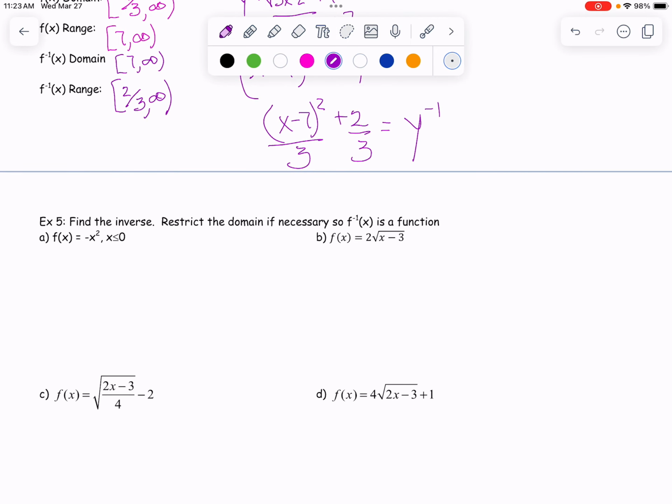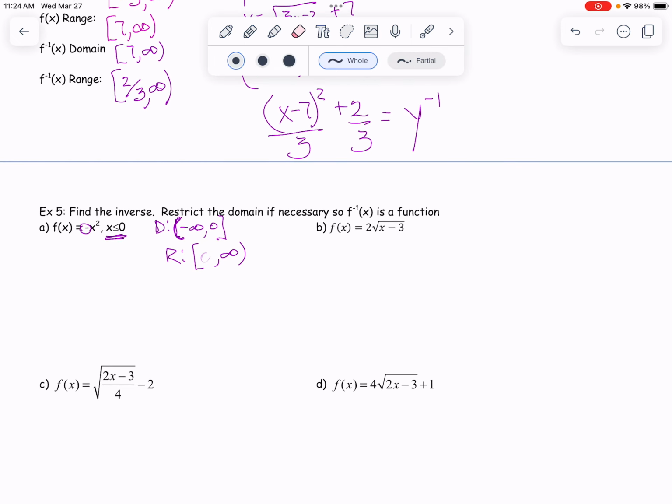Okay, so this one, find the inverse, restrict the domain if necessary. Well, it's already been restricted. It's telling you that we're looking at the left side. So for my inverse, the domain is going to be from negative infinity to 0. And this has not been moved up, so my range is going to be from 0 to positive infinity. Oh, except it's been reflected, so it's going to be the other way. So we're going to do this.